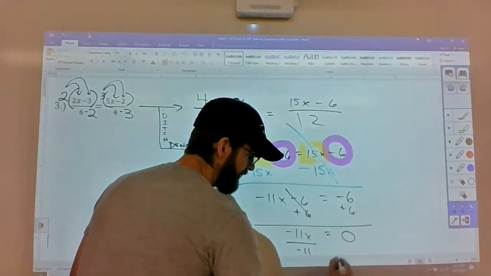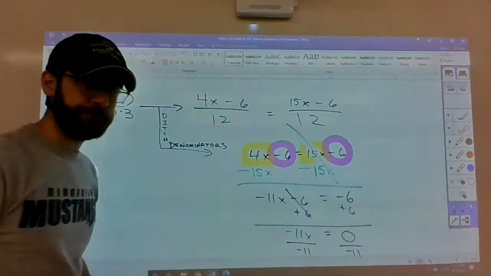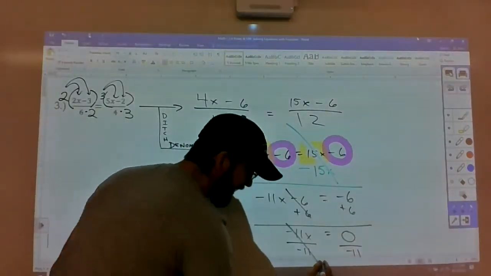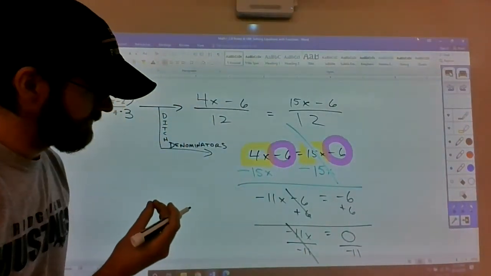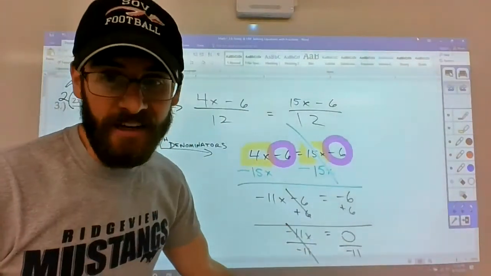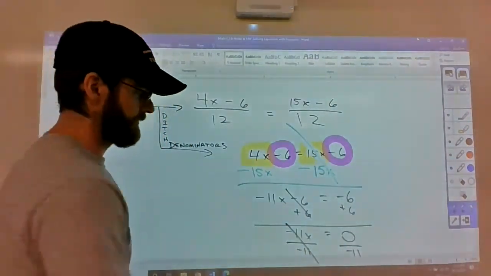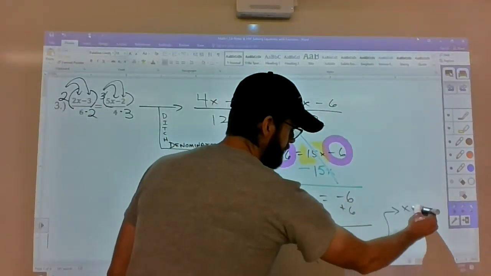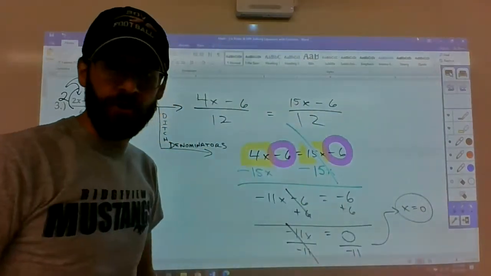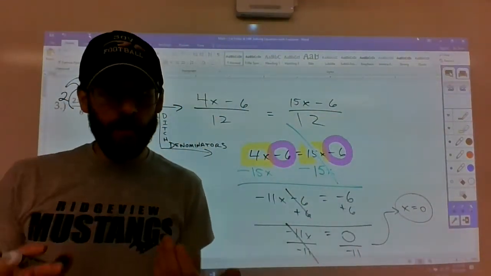Divide by negative 11. Divide by negative 11. So this creates a clean x. And then 0 divided by any number is just going to be 0 at the end. All right, so congrats if you got that answer. X equals 0.